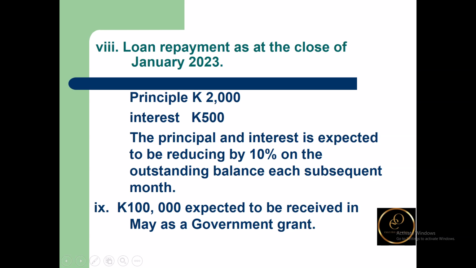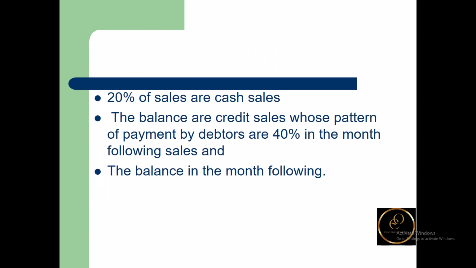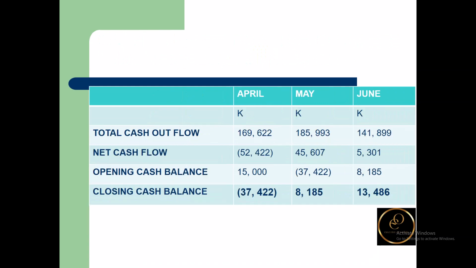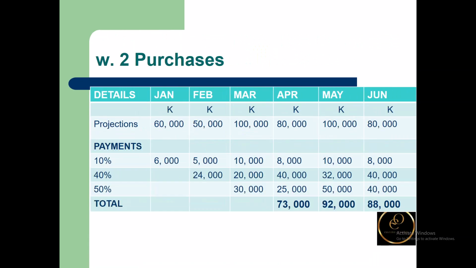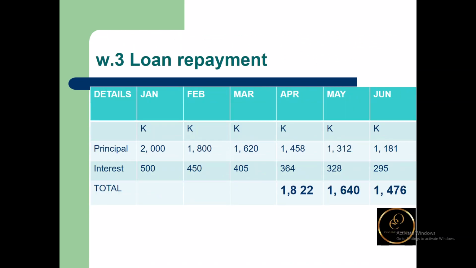Because the computation is extensive, it needs a working. So let's look at the working for loan repayment. Okay, so in January we are guided it is 2,000 principal and 500 interest. Then we are told that this will be reducing by 10% every subsequent month.